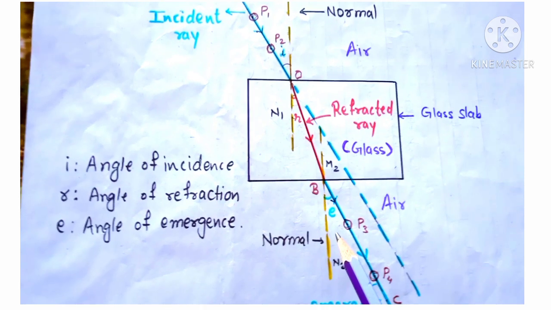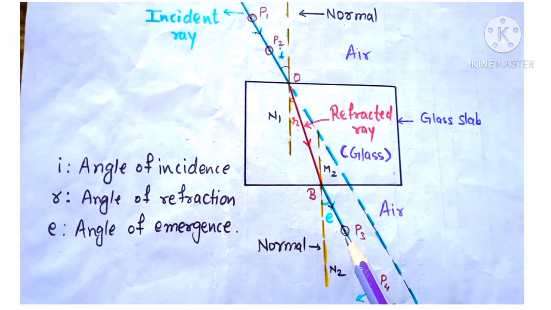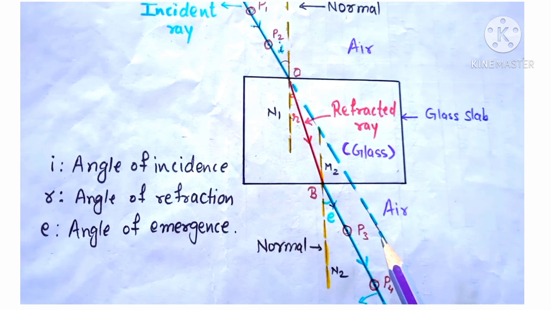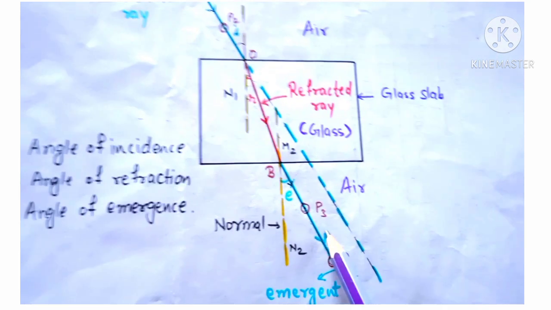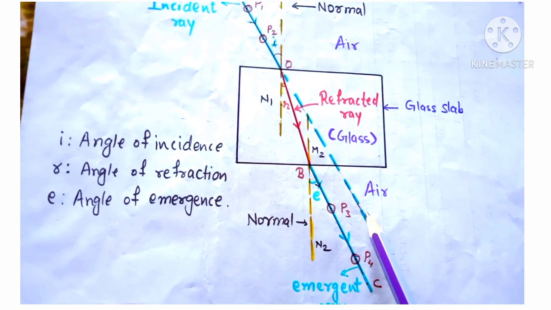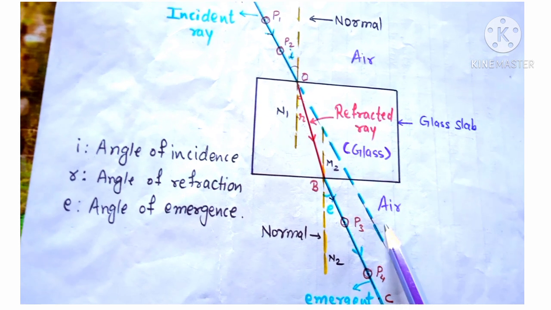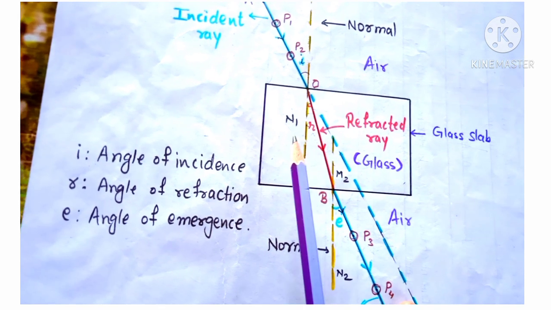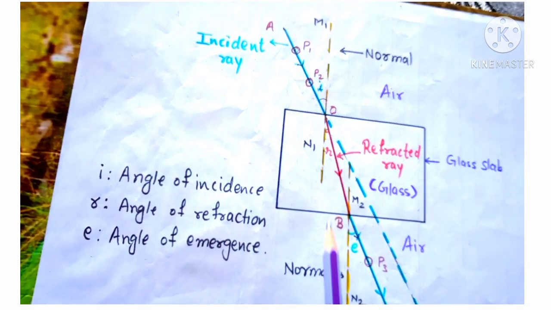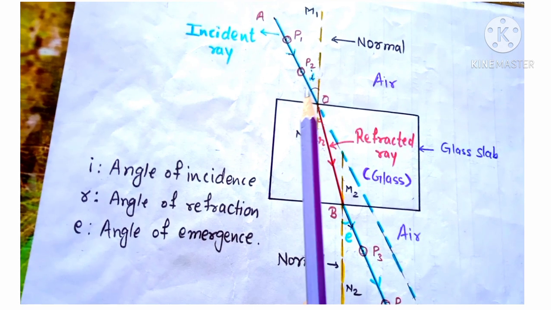Now to check whether our experiment is correct, whether we are doing it properly or not, this emergent ray and the incident ray, this shaded line, must be parallel. While conducting the experiment, we used to check that these two lines are parallel. Since these two lines are parallel, these perpendiculars are also parallel. Therefore, angle of incidence is equal to angle of emergence, geometrically as well as practically.